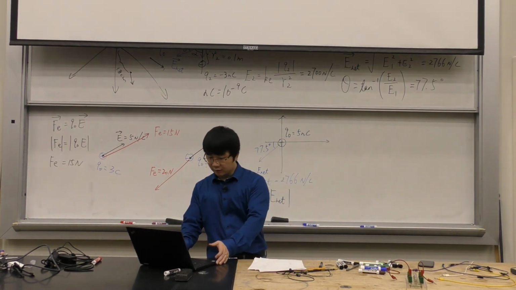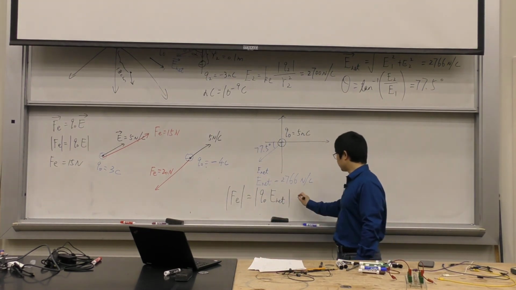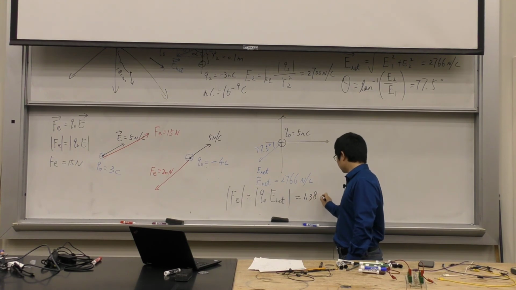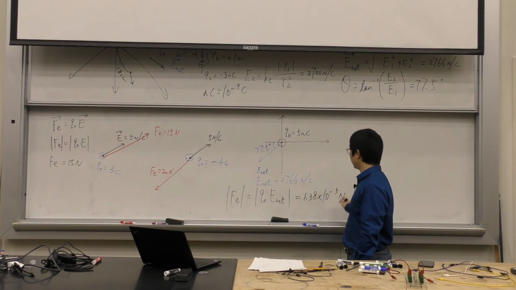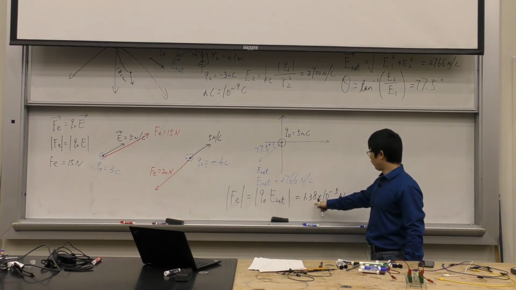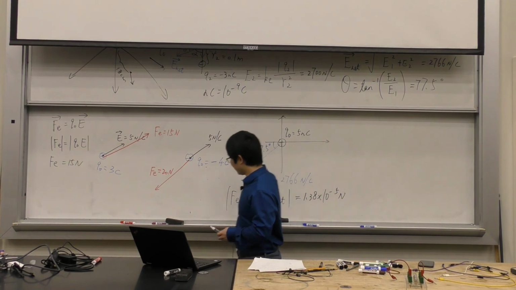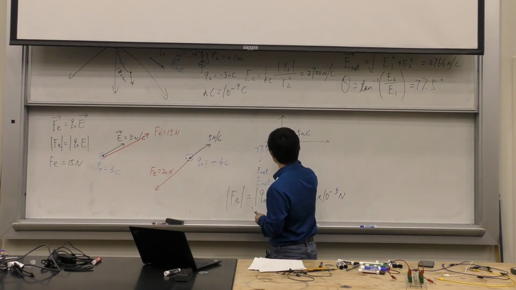So the number I found is this, okay? You multiply these two numbers together, 1.38 times 10 to the negative 5th newtons. Okay, so this guy feels the force with this value. What is the direction? Well, because the test charge is positive, the force is going to be in the same direction as the electric field.